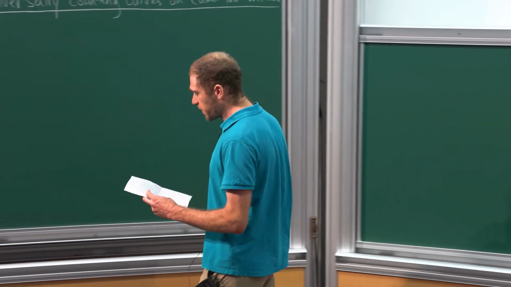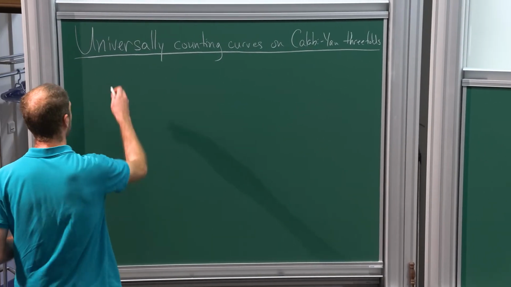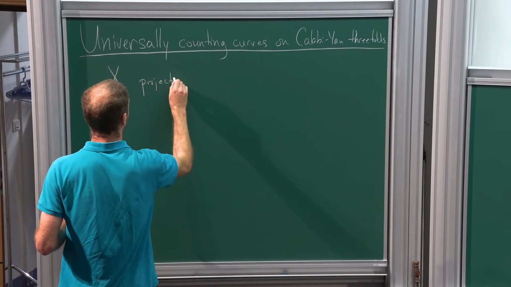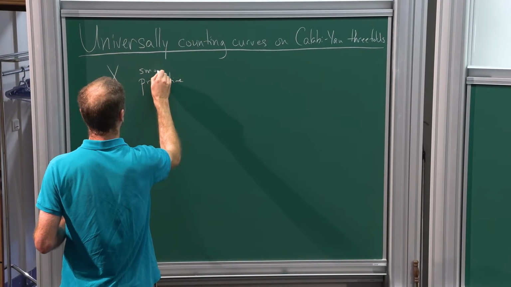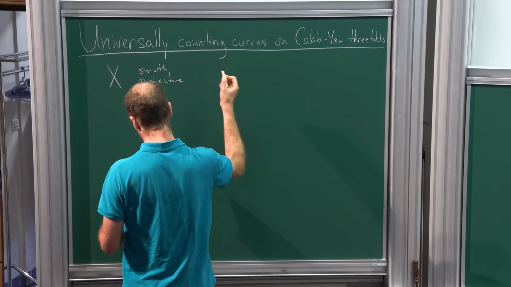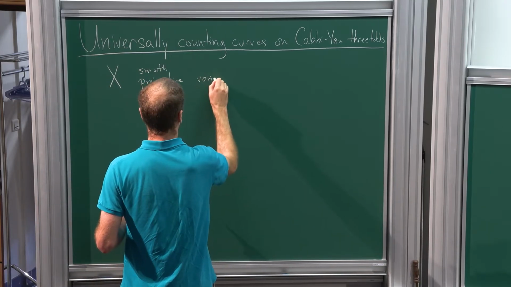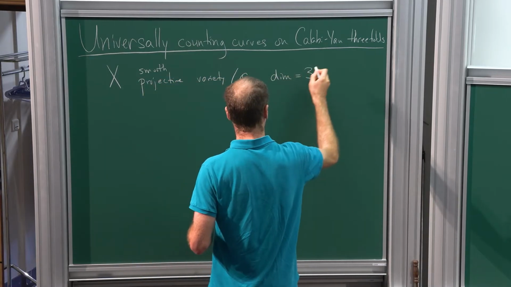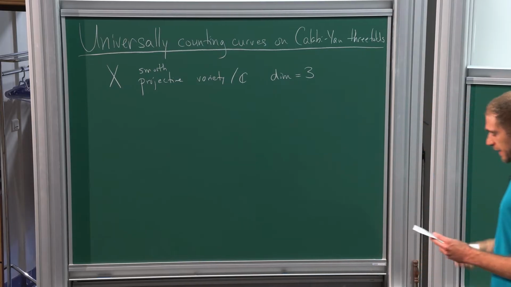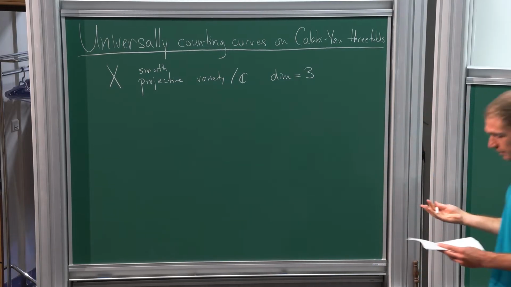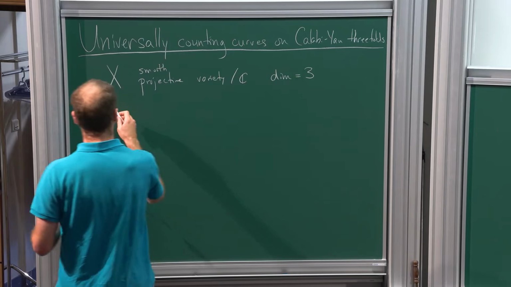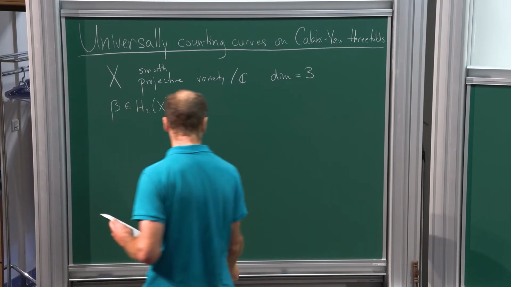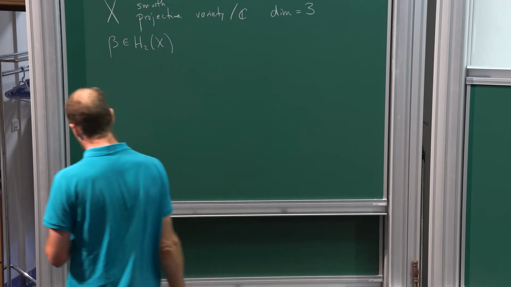Okay, so I'll talk about counting curves on Calabi-Yau threefolds. Let's begin with X, a smooth, projective variety over C of dimension 3. And let's recall the various ways we know to count curves in X. So first, maybe let's fix a homology class, and count curves in this class.